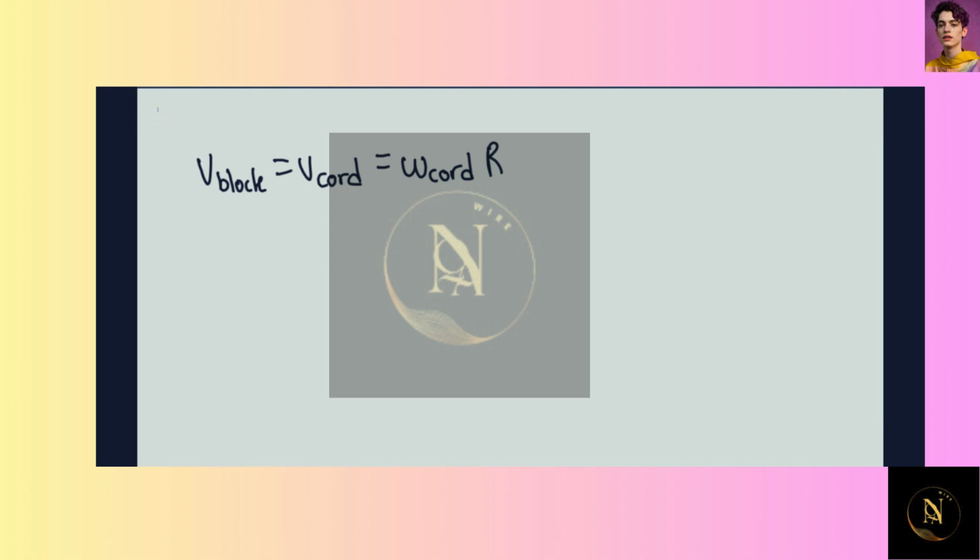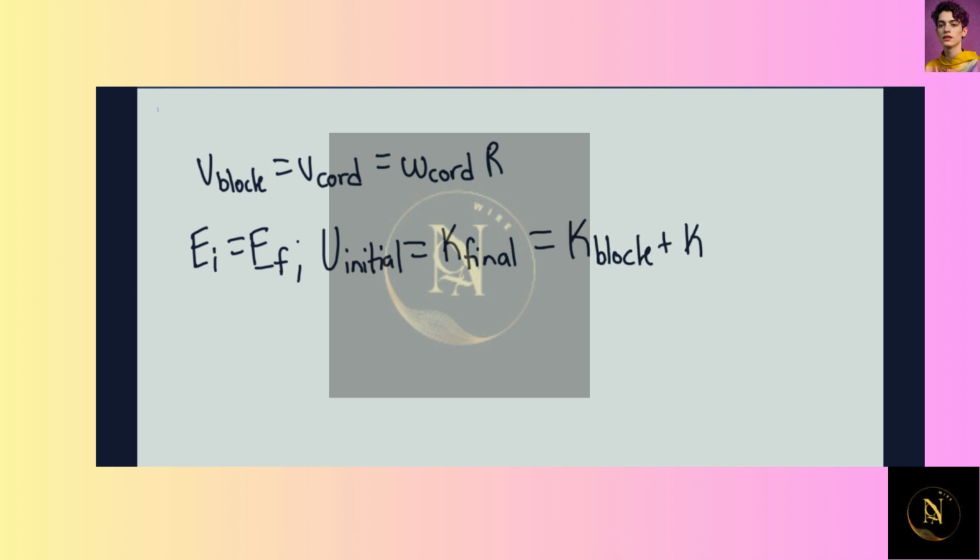Because the cylinder does not move vertically, we do not have to consider its gravitational potential energy. We only have to use the law of conservation of energy initially and then equate it to the final kinetic energy. So we can say that E initial would be equal to E final, and the potential energy initial would be equal to the kinetic energy final, and this would be equal to the kinetic energy of the block plus the kinetic energy of the cylinder.